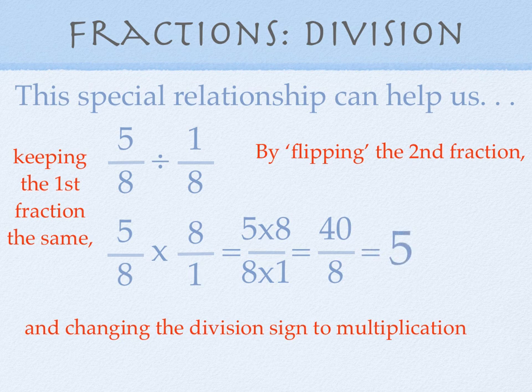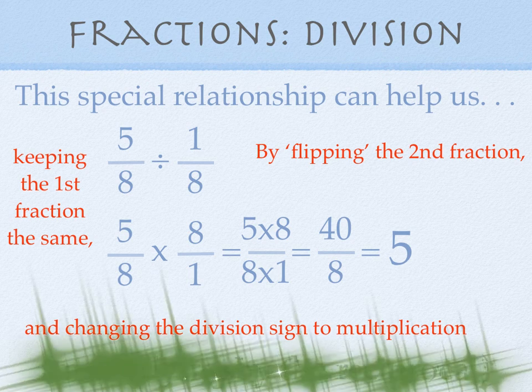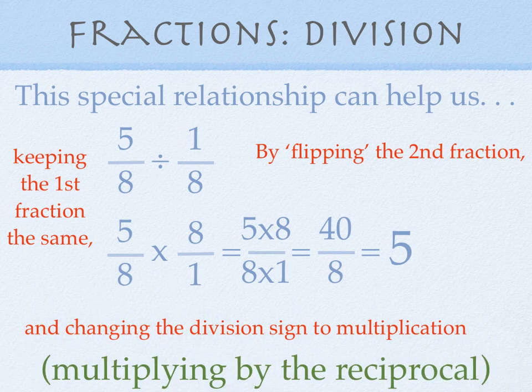So to do division with fractions, we find the inverse or the flip of the second fraction, and we change it to a multiplication problem, which we already have rules for and we can work with. Okay? Remember, it's multiplying by the reciprocal. The reciprocal is the second fraction turned upside down.